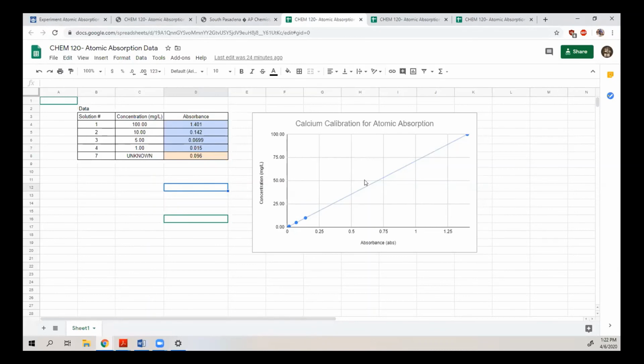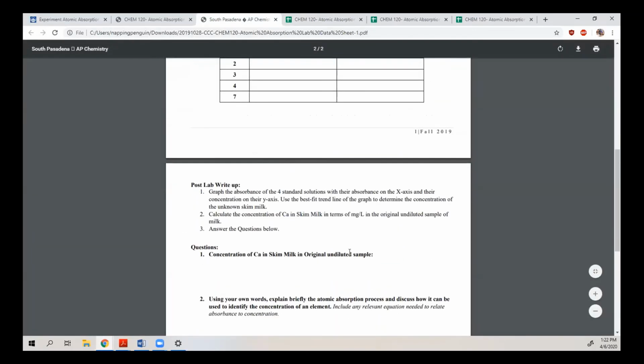And B, I've actually plotted this as a different trend line, right? So it will be close, but it is not going to be right. So you don't want to use my graph. You want to create your own. And so that's what it's talking about: how you create your own graph for your lab write-up.